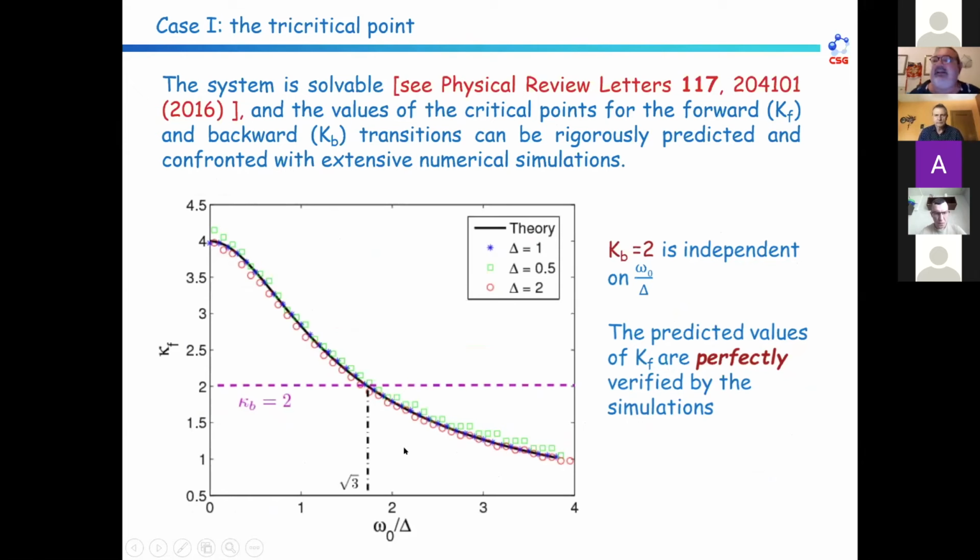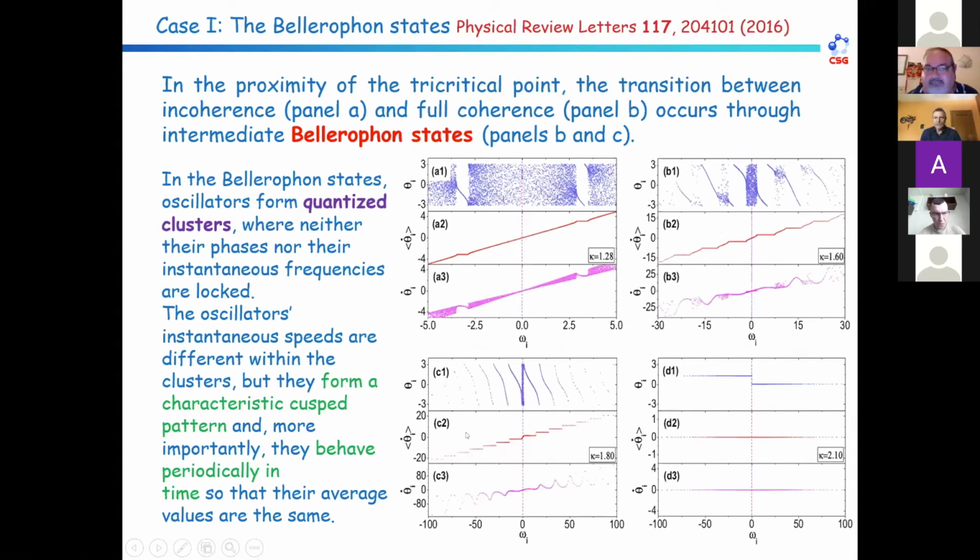When you put yourself there, you start increasing the coupling strength because you want to see what happens in the completely homogeneous case, and in the middle. And now look at these plots in which I'm reporting the instantaneous phases, the instantaneous frequencies, and the long time average frequencies of the oscillators for different values of the coupling strength.